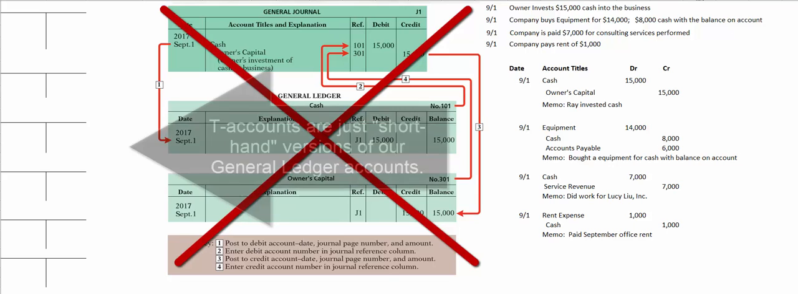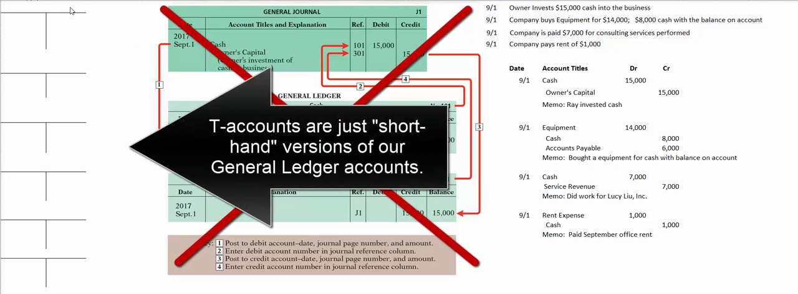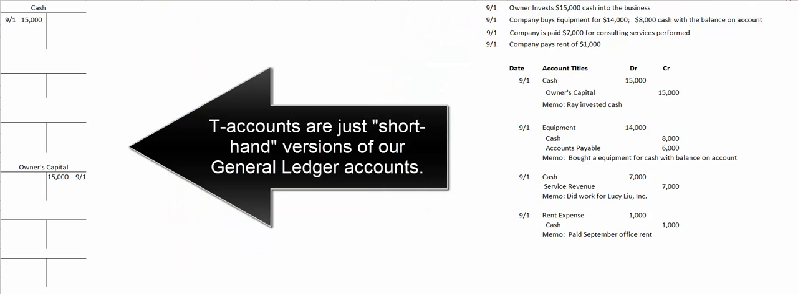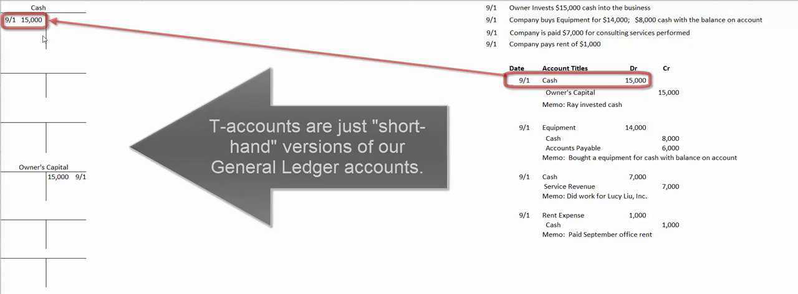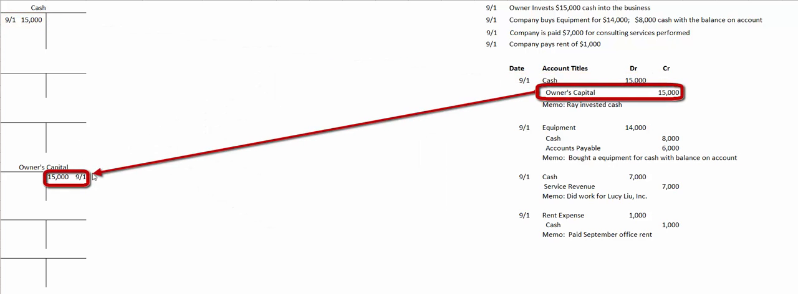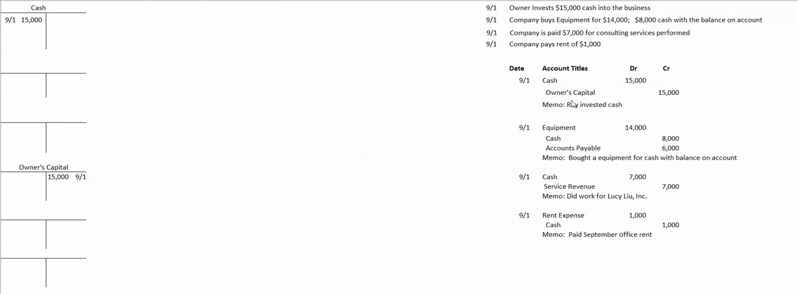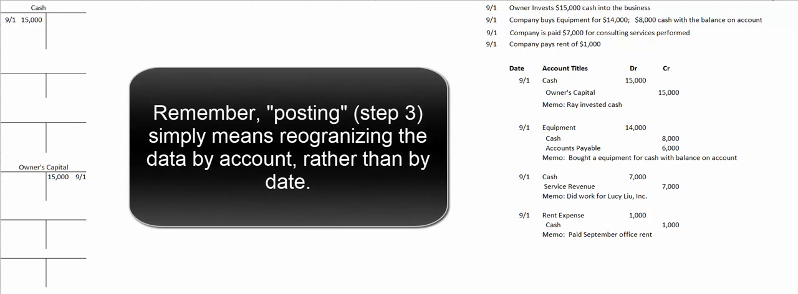T accounts are just representations. This will be cash, this will be equipment, this will be the debits, this will be the credits, and to calculate the balance, we'll just offset the debits against the credits. For example, when we post this first journal entry, we debit cash for $15,000. Remember, debit means left. And we credit owner's capital, credit means right, for $15,000. We stick a little date out there, and then we do the same for all these other transactions.